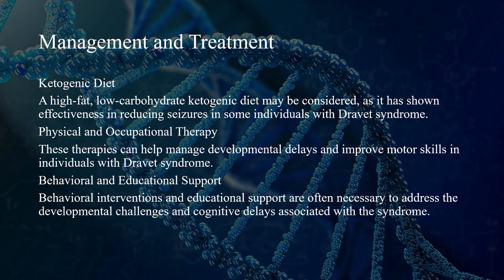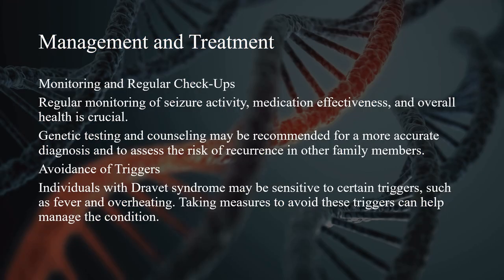Ketogenic diet. A high-fat, low-carbohydrate ketogenic diet may be considered, as it has shown effectiveness in reducing seizures in some individuals with Dravet syndrome. Physical and occupational therapy. These therapies can help manage developmental delays and improve motor skills in individuals with Dravet syndrome. Behavioral and educational support. Behavioral interventions and educational support are often necessary to address the developmental challenges and cognitive delays associated with the syndrome.